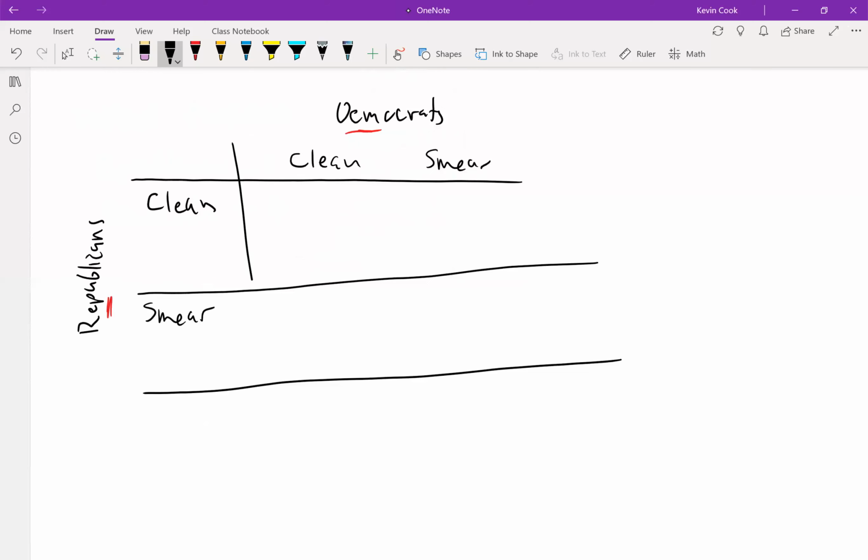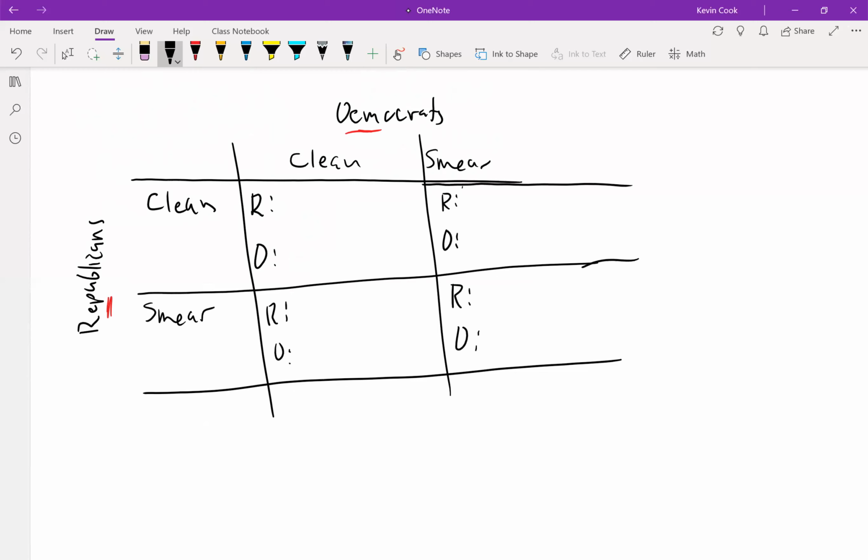Our payouts will be to Republican and Democrat all the way down, and we'll just see, again, what happens. Give that a little more space. So what I'm going to do is suppose that if we both run a clean campaign, and Democrats being red won't do me much good, so I should probably give them a nice blue. But if we both run a clean campaign, we're going to say that we both get about 10,000 votes.